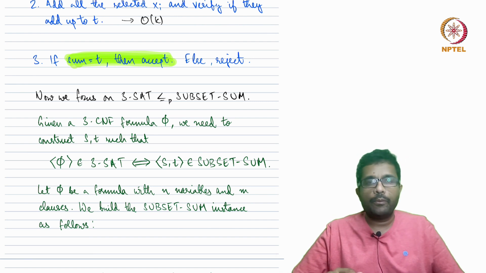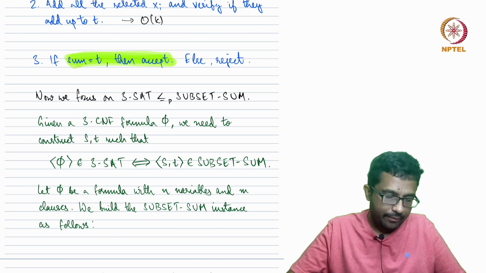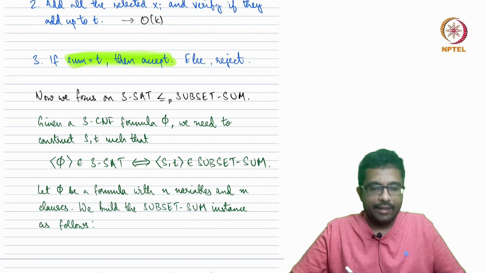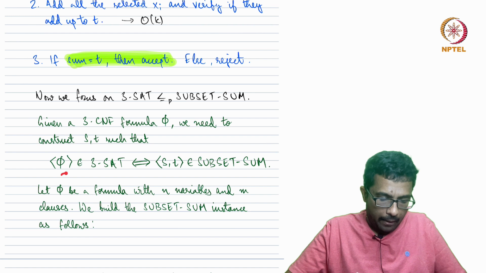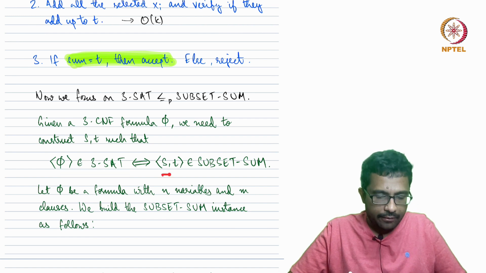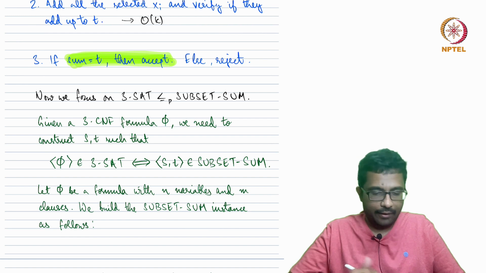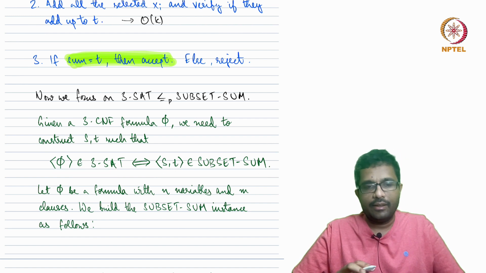So what do we have to do? Given a Boolean formula, or given a 3CNF formula phi, we have to construct a set S and a number T such that phi is satisfiable if and only if S contains a subset that sums to T. Phi is in 3SAT if and only if S, T is a yes instance of subset sum, right?